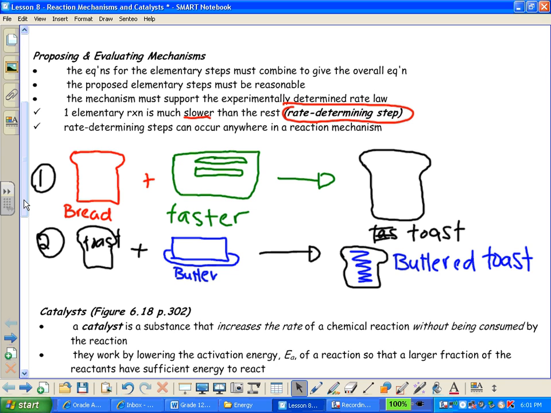So we have butter toast. Looking at this reaction, we have bread plus toaster is going to give us toast. Our second reaction, we have that toast. Now we can add butter to it, and then we're going to make butter toast.